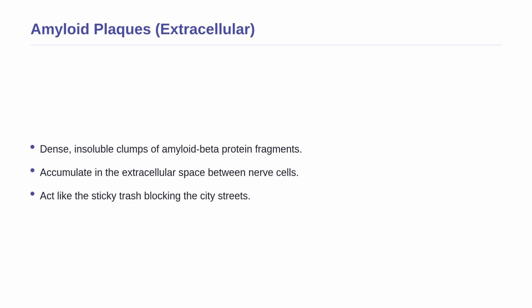If you recall our city analogy, these amyloid plaques are exactly like that sticky trash piling up in the streets. Because they sit outside the cells, they physically block the communication pathways between neurons and trigger massive inflammation in the surrounding tissue, which is a primary driver of the disease's progression.